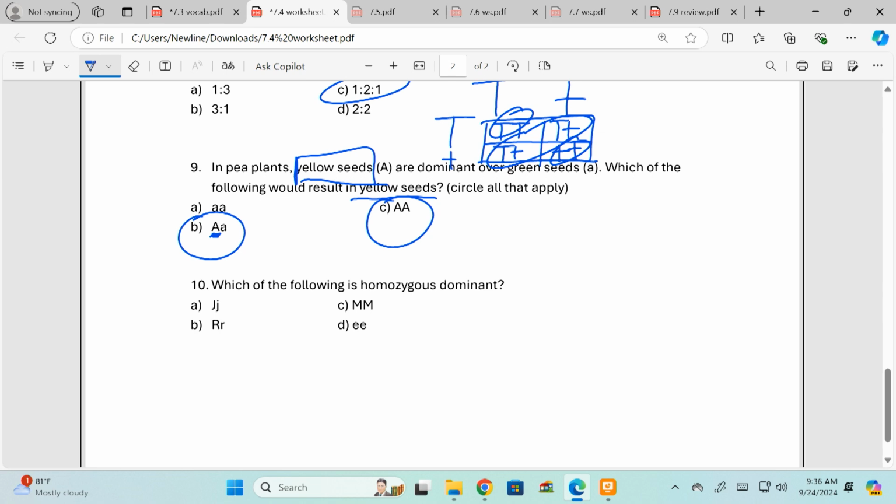Okay, great. So here's our last one, number 10. It says, which of the following is homozygous dominant? So let's remember that homo means the same, and dominant, we're always going to use a capital letter. So which one of these is showing 2 capital letters? That's going to be number C.